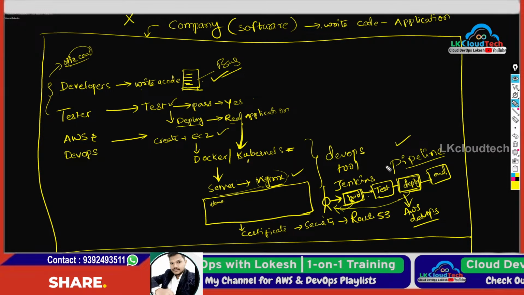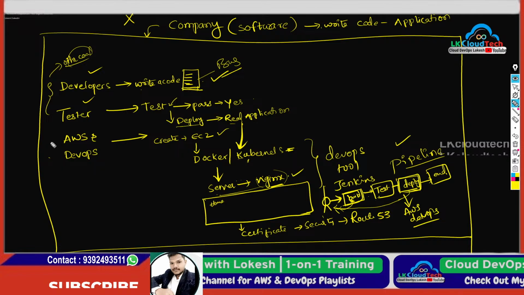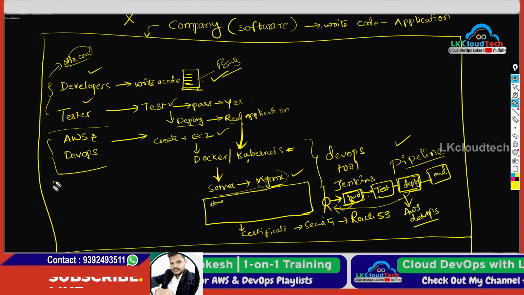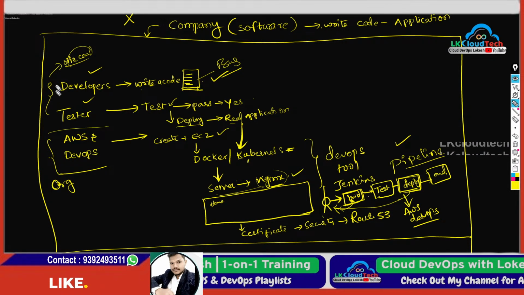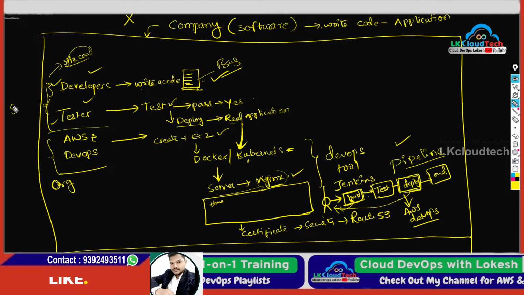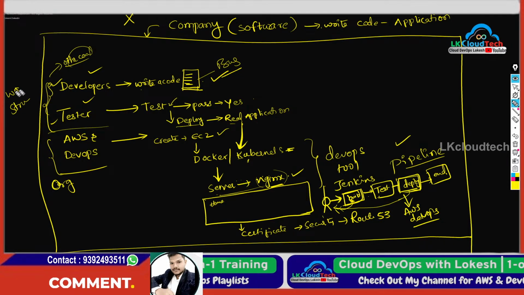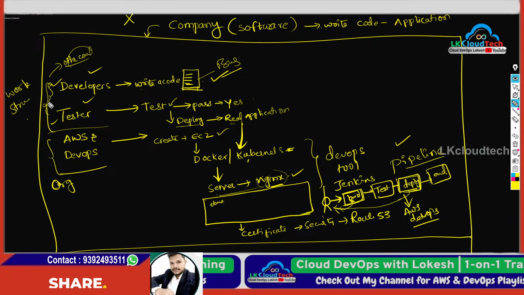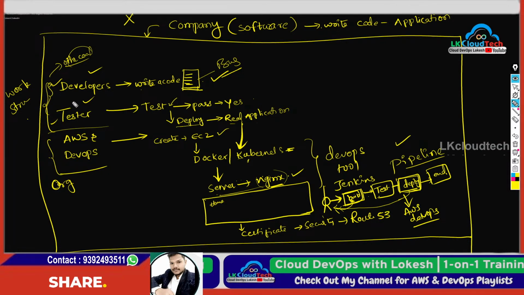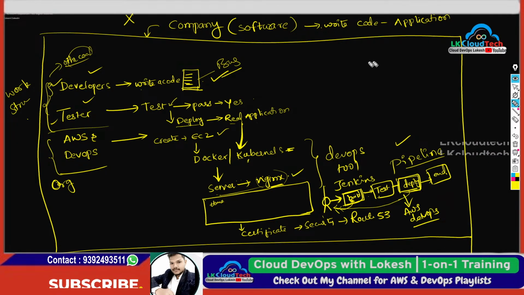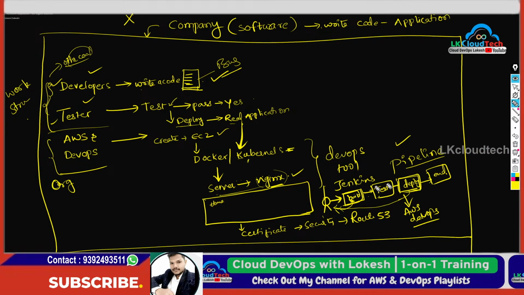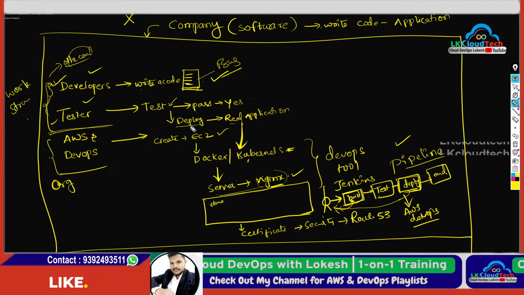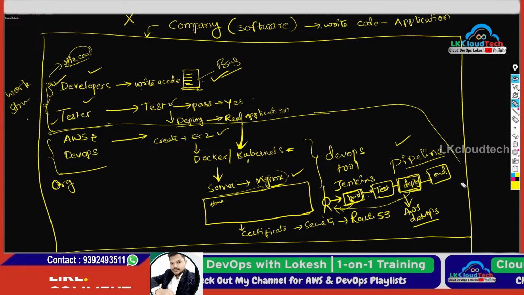This complete structure, developers, testers, AWS DevOps: how the AWS DevOps team will work on this, the company organization will decide. How developers and testers will work, that working structure will be decided by the organization. Not all teams will be similar in every organization, that might be different, but the procedure is the same. You understood? So this is how the AWS DevOps team will work. Initially the developers and testers team will take care, and the rest of the things will be taken care of by the AWS and DevOps team.